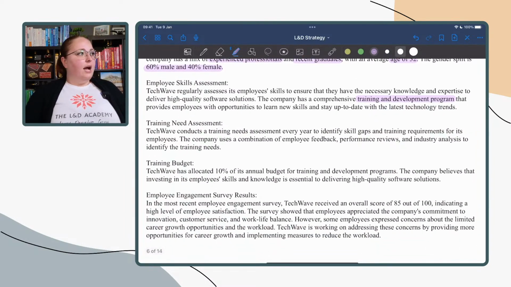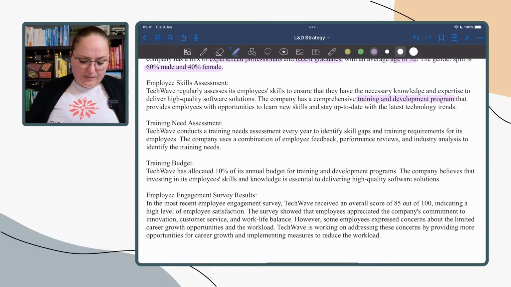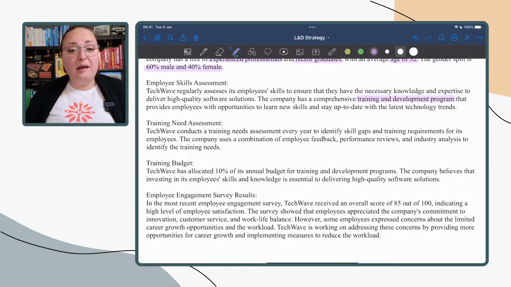Interesting. So, training needs assessment. Techwave conducts a training needs assessment every year to identify skill gaps. That's commendable. You should do that too. And training requirements for its employees. The company uses a combination of employee feedback, performance reviews, industry analysis, and identifying training needs. So it's not actually telling us anything. Maybe I need to ask it more.